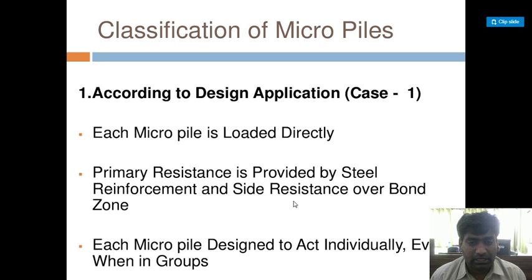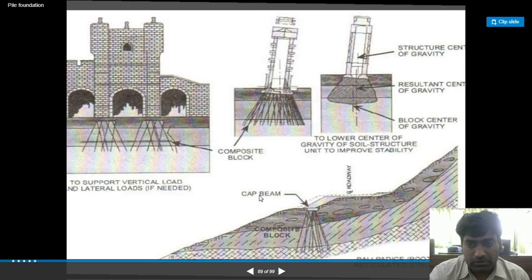Then, according to design application, in case 2 a network of micropiles acts as a group to reinforce the soil mass. Each micropile is lightly reinforced. Design procedure is not fully developed. So in this figure you can see how micropiles are being provided, for lateral support and vertical load; no lateral load is needed.